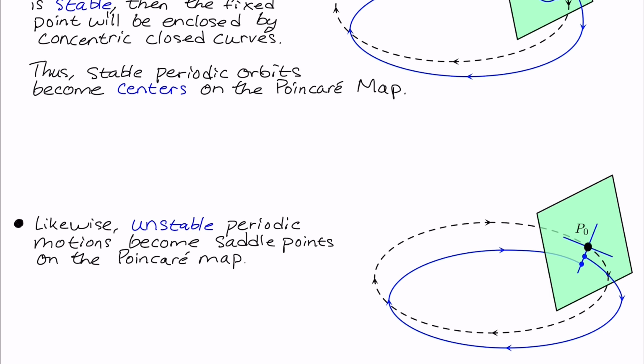Similarly, an unstable periodic orbit ends up becoming a saddle point on the Poincare map. And that's because if it's unstable, orbits will tend to move away from it, leading towards this type of saddle node behavior that we've seen in the phase portrait before.